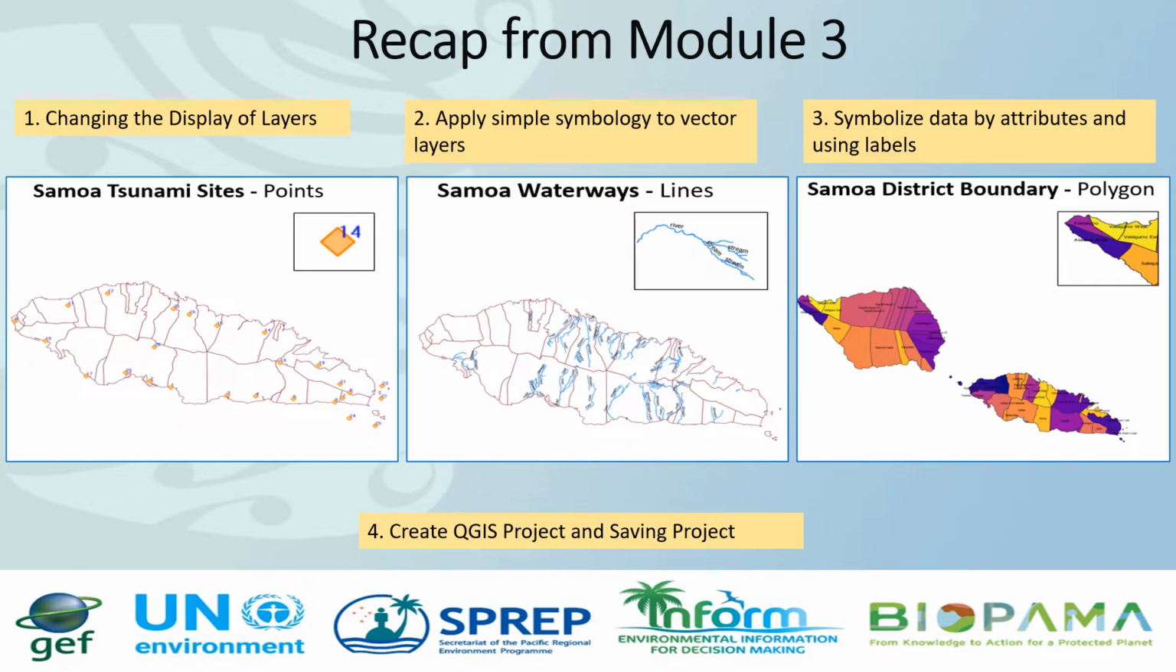Recapping from what we learned in Module 3 on symbology and geovisualization, we changed display of layers, application of simple symbology to vector layers, symbolizing data by attributes and labeling, and saving your QGIS project.